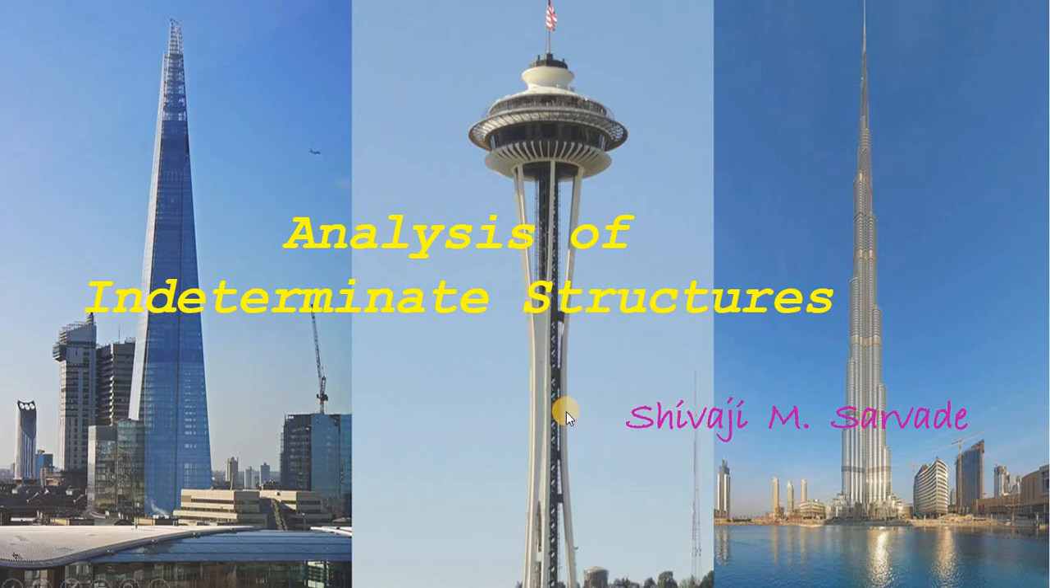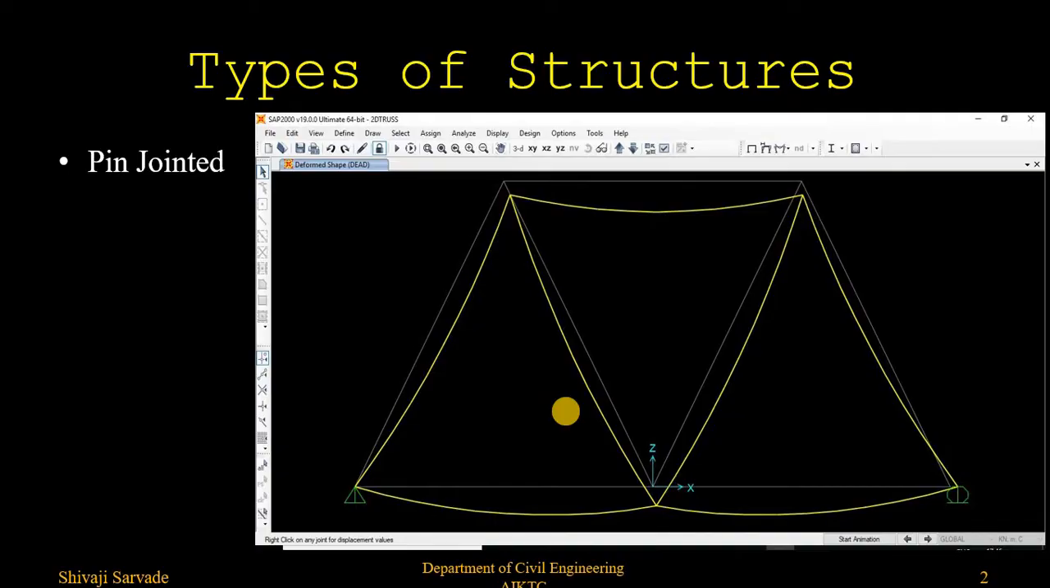Hello, let's discuss analysis of indeterminate structures. Now, before going into details, you have to understand the fundamental difference between the joints in the structure. There are two types of joints. One is a pin joint, the other one is the rigid joint.